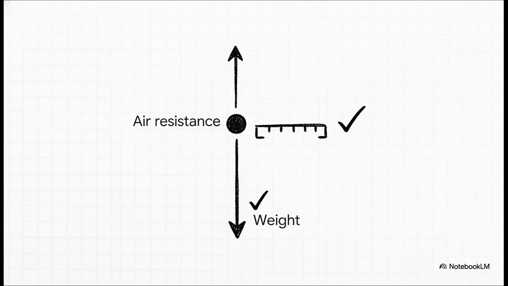And here's the absolute kicker. Your downward arrow must be visibly longer than the upward air resistance arrow. That shows the examiner you get it. The skydiver is still accelerating downwards at this point.